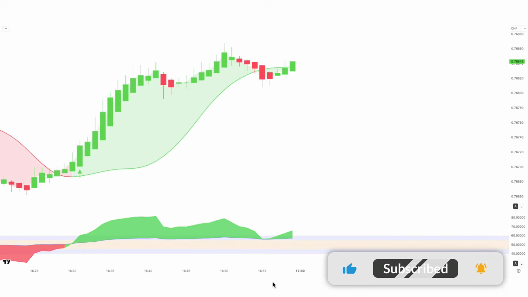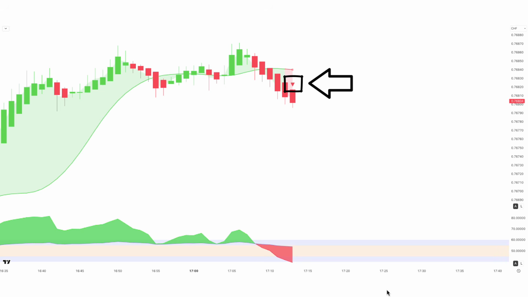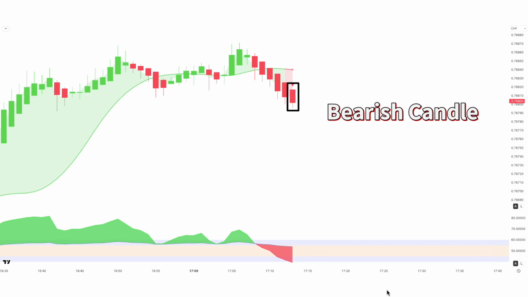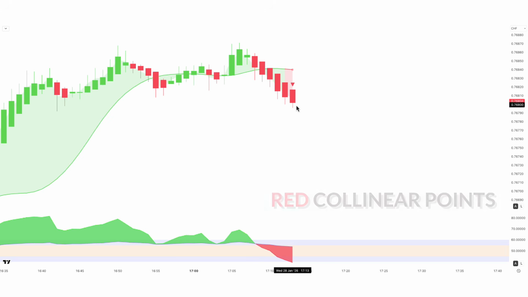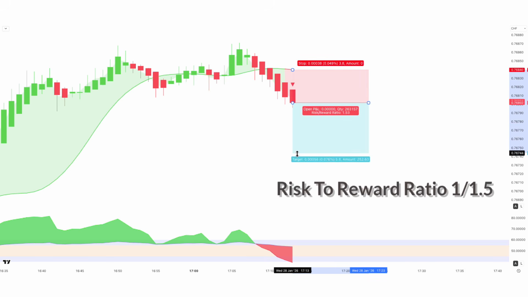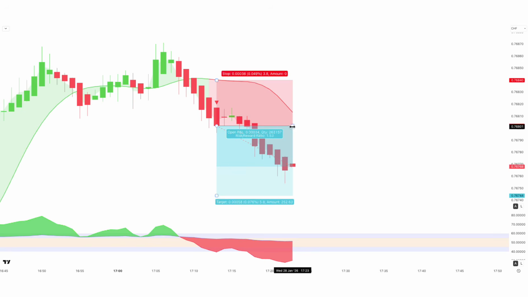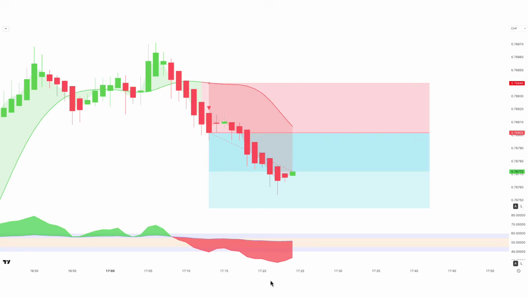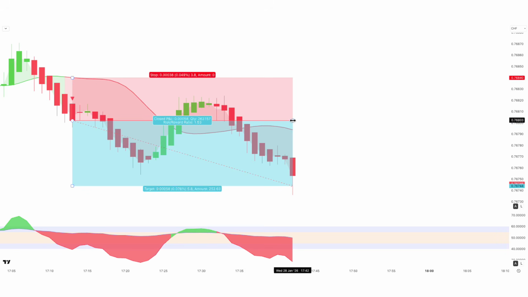Now our setup is ready. Let's see how we use this trading setup. When the Q-Clarity arrow of this indicator gives a sell signal, the Any Problems indicator should be in the red area, and the market forms a bearish candle. If this condition is fulfilled, then we will place a sell order. Our stop loss is to be placed at the red collinear points, and the risk to reward ratio will be 1:1.5. The market has completely hit the target.